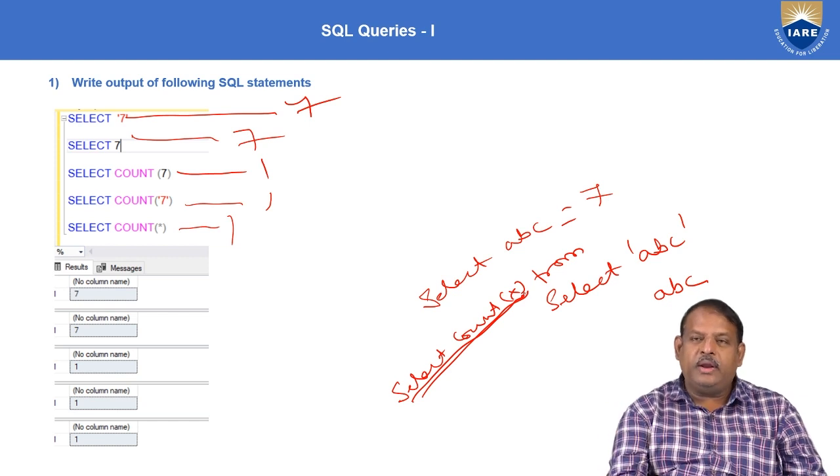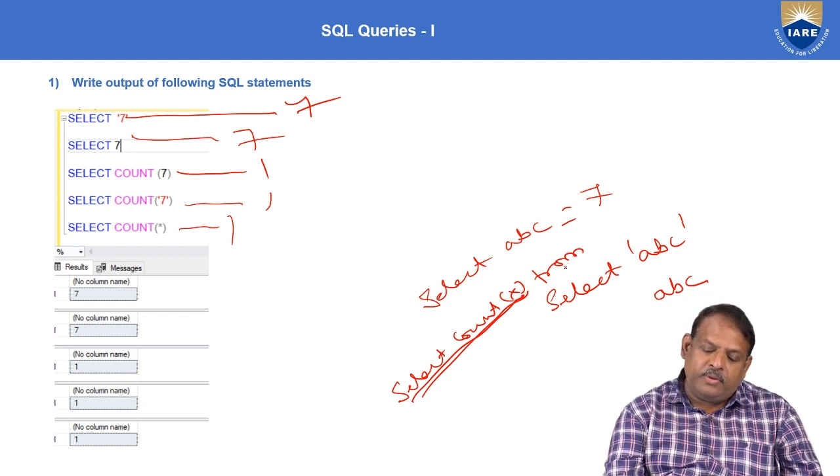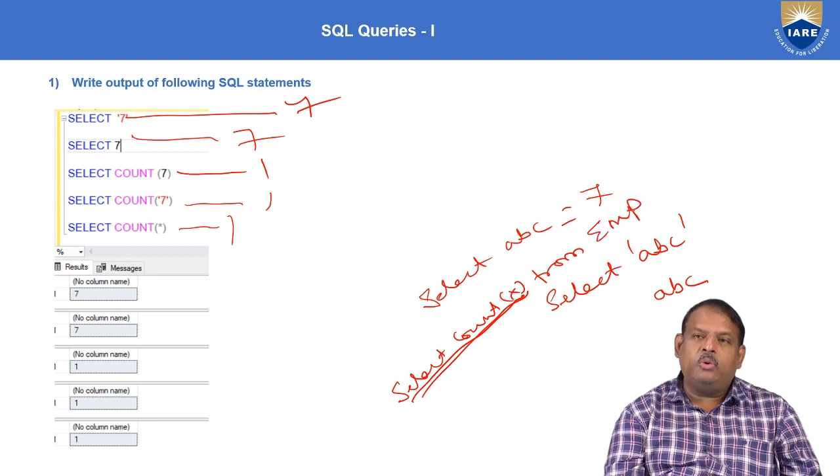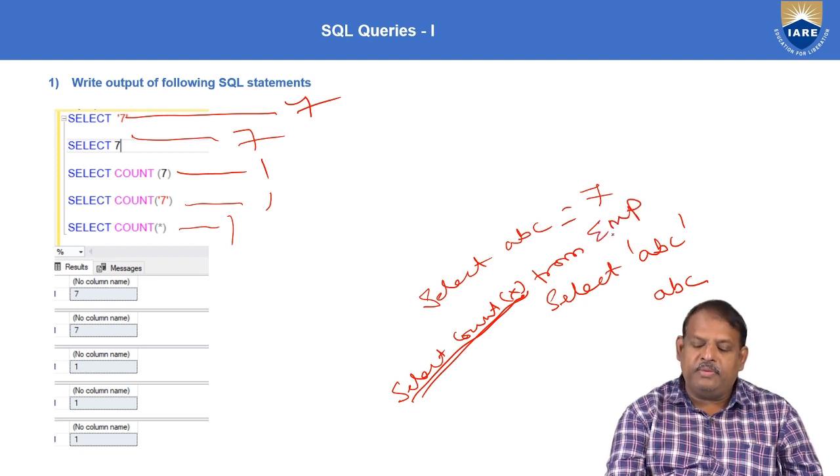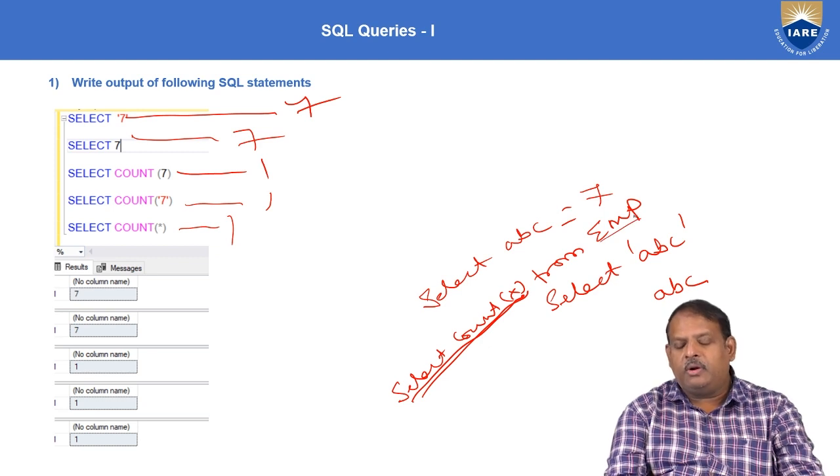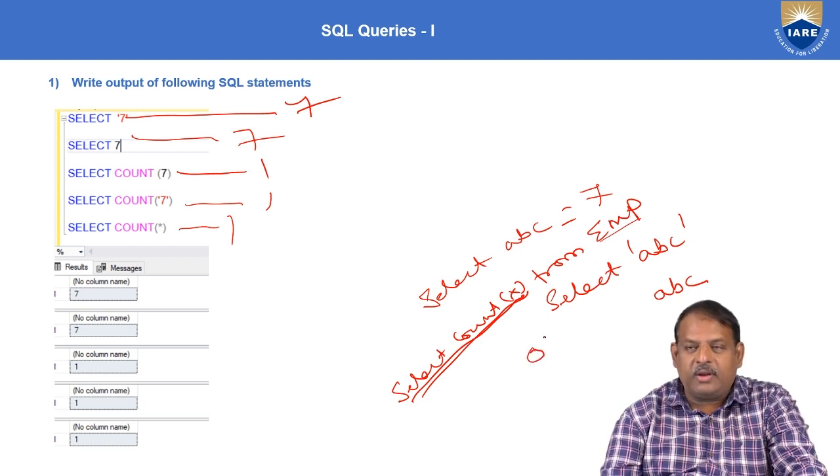But if you write a table name, suppose select count star from EMP, it will give the number of rows in the EMP table. If there are no records, the answer will be 0. If there are records, it is the number of rows. Suppose you have 7 rows, so the answer will be 7.